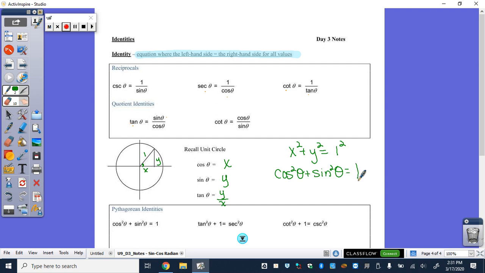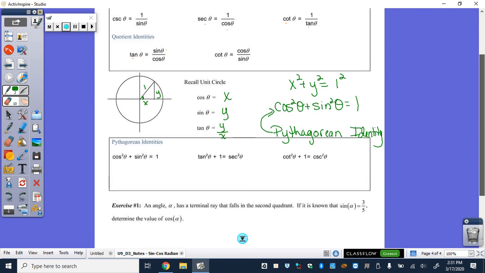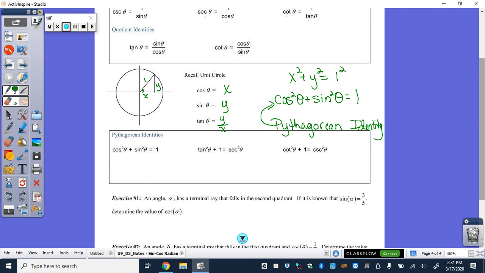And this has now created what we call a Pythagorean identity. Cosine squared plus sine squared will always equal a 1. So that's an identity that we can use a lot of times to be able to answer questions and solve problems that we have. So we're going to work with that next.